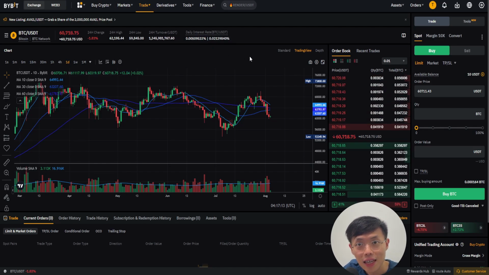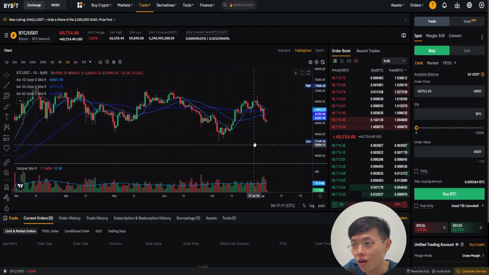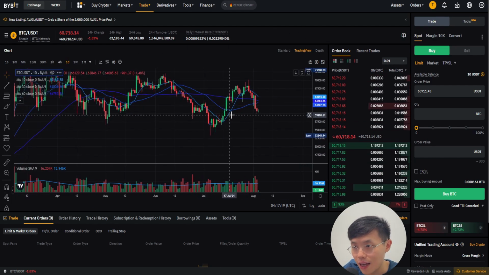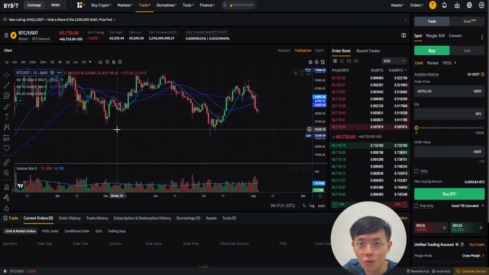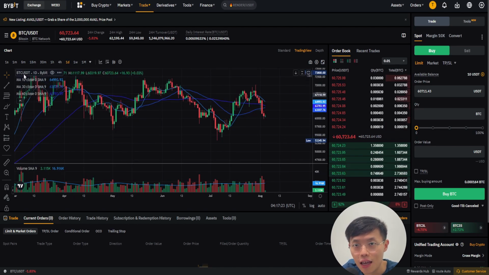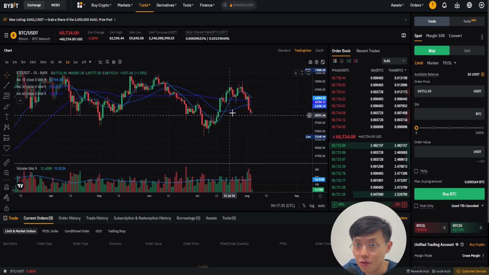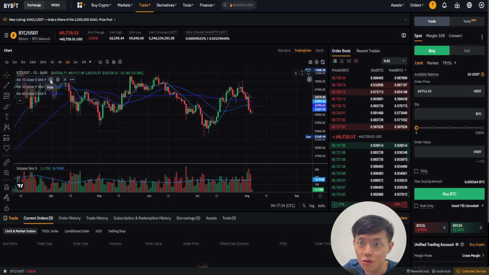Okay. And then we have this chart right here. So this section is a chart where you can see all the BTC price, and then we have the volume right here. So Bybit has this 10 MA, 30 MA, 60 MA. So MA is a moving average, and all these lines here are moving averages. So I can actually hide it if I want to, or I remove it right here. Okay, I remove it, right?